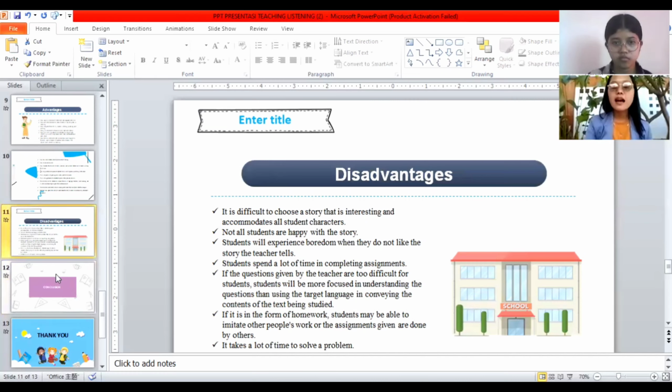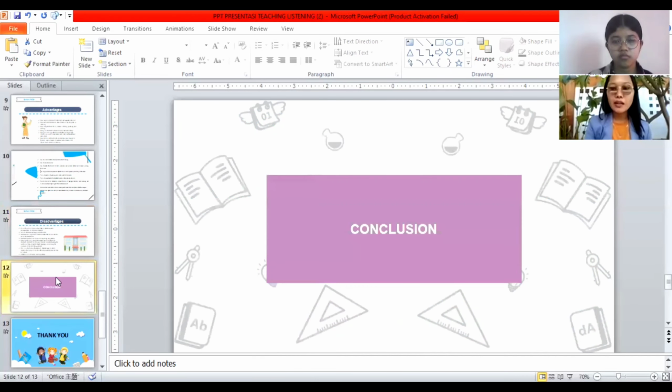And last, I will conclude this material. So the conclusion for this presentation is that one of the four primary language skills is listening. Listening refers to the ability to hear or receive information from a speaker or an auditory source, such as in conversation, television, or radio. When we learn a language, listening skills are crucial.